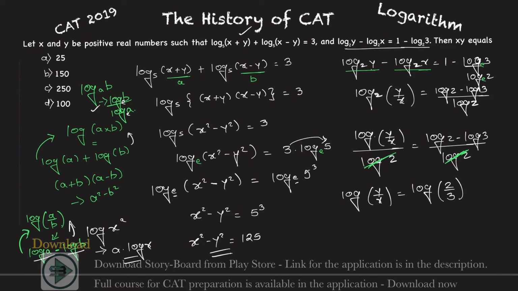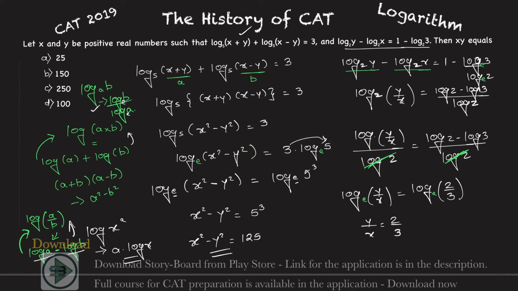Such that log of a by b is log a minus log b, log 2 minus log 3. Both are having the base as what now? e. This is also e, this is also e. Okay, so now what will I do? Taking anti-log on both the sides, y by x will be equal to 2 by 3, and that's what I was looking for here.